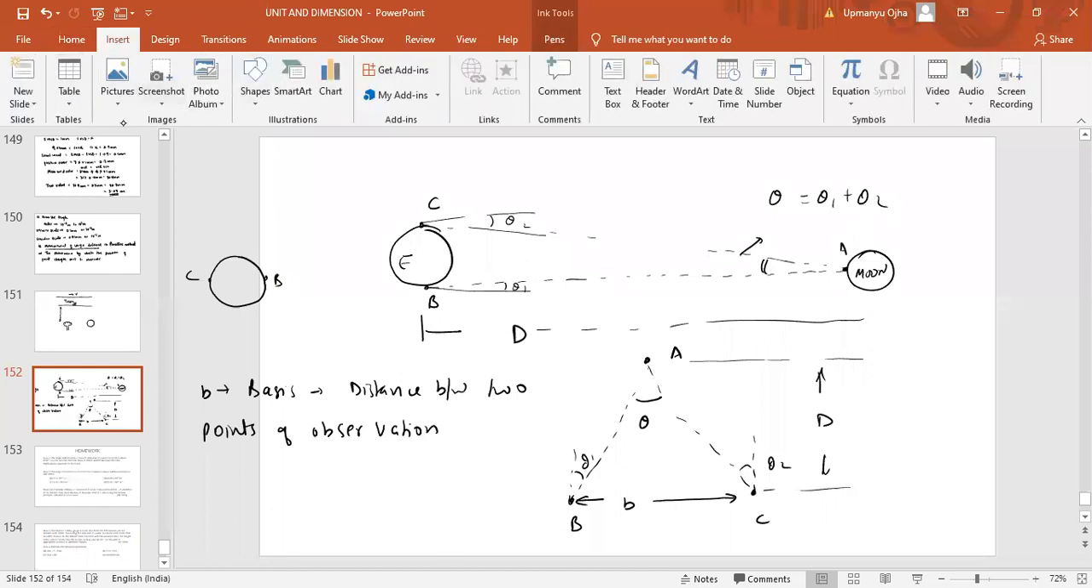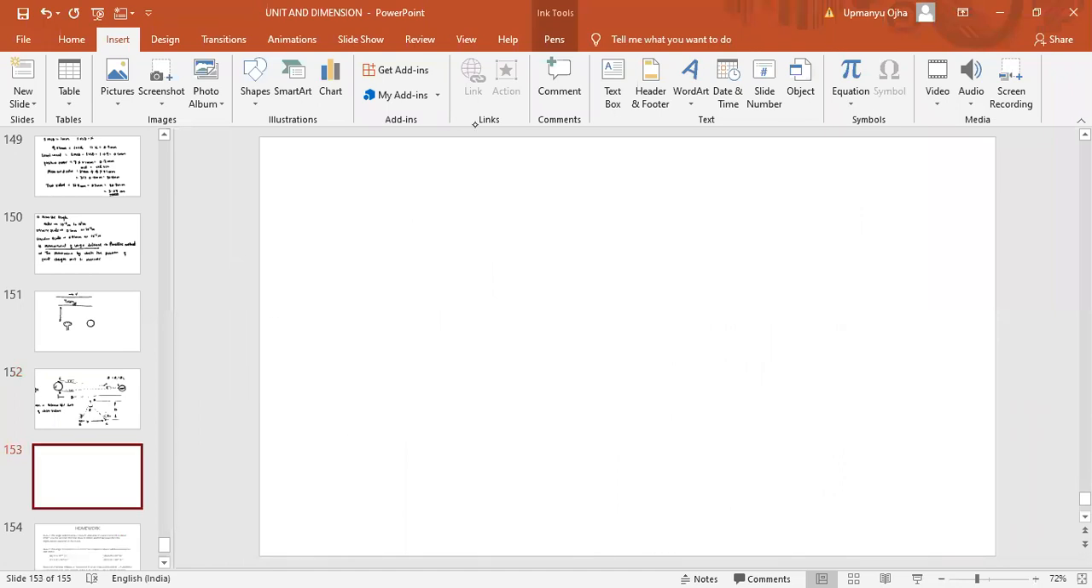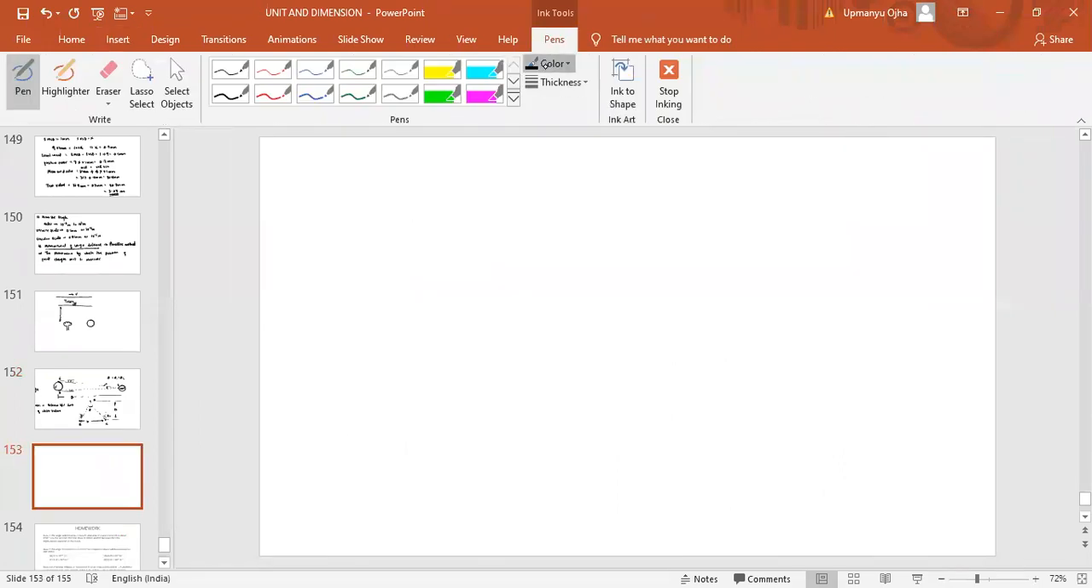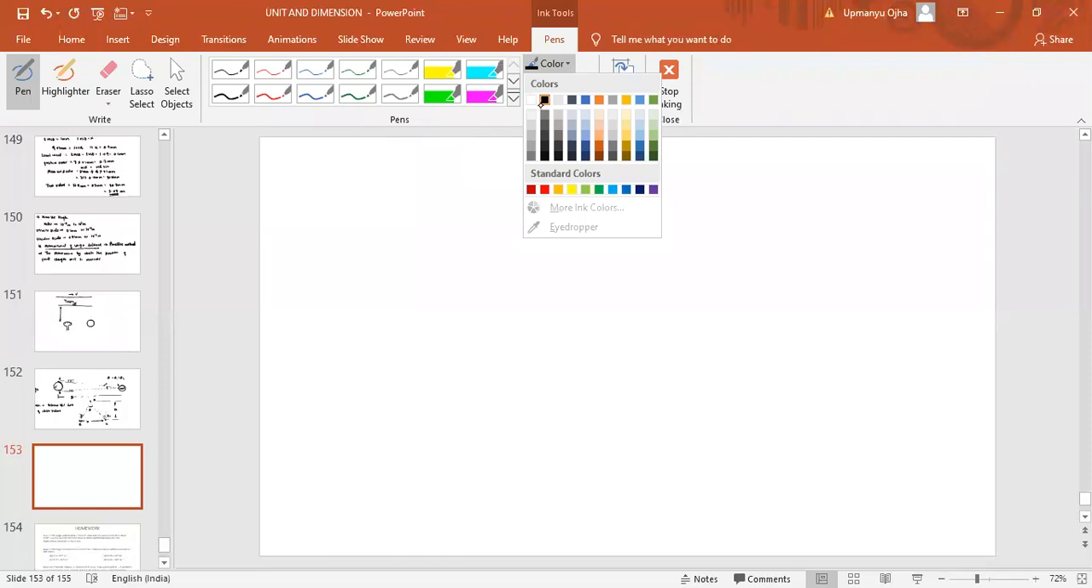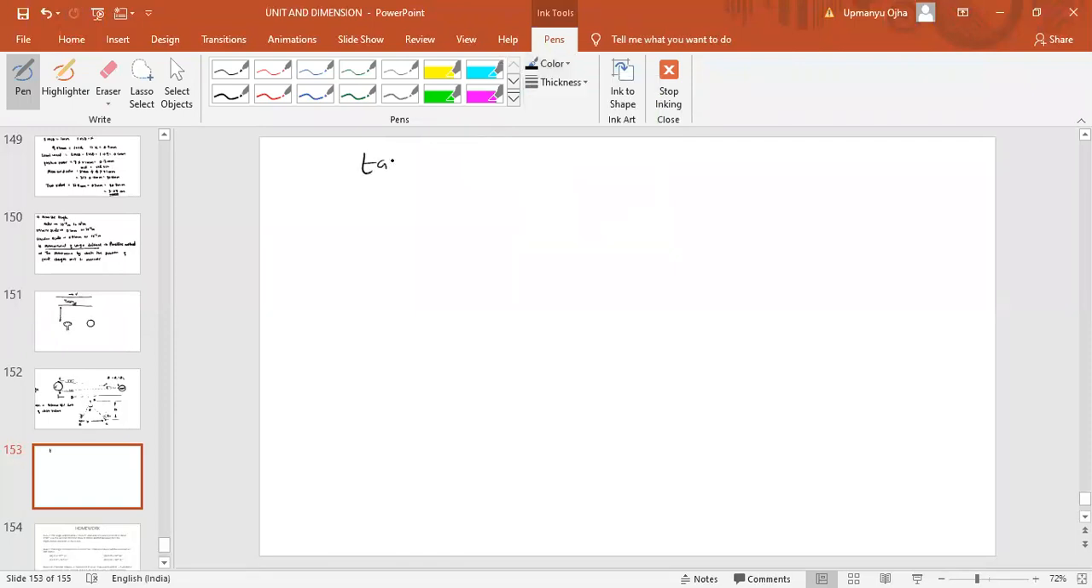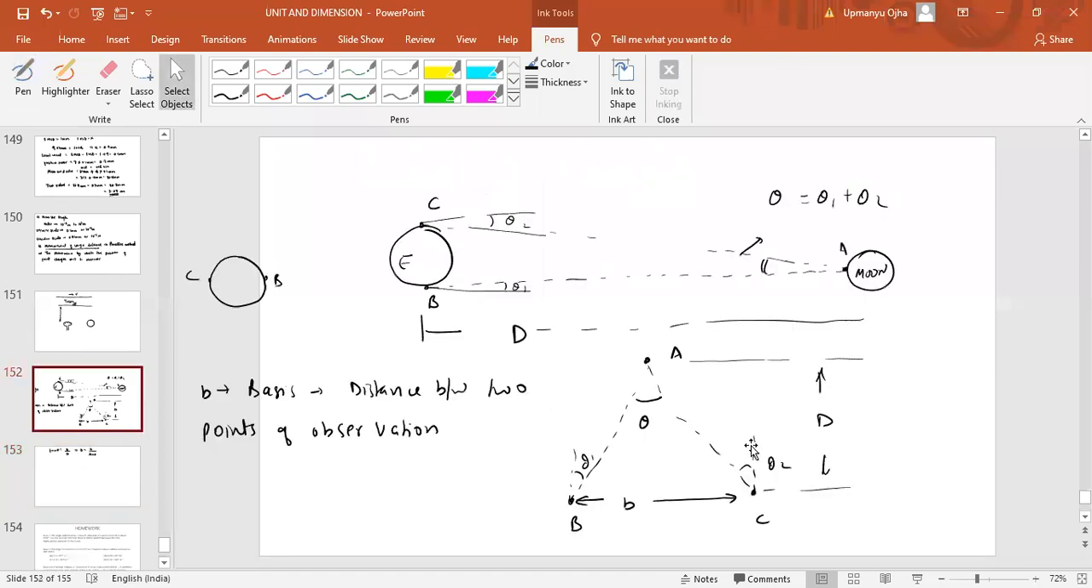Now, if I use tan theta, what is tan theta? If I take this triangle and find the angle, tan theta is perpendicular upon base. So tan theta must be equal to perpendicular, that is b, by base D. D is the distance between the Earth and the Moon. So from here, can we write the distance between the Earth and the Moon is b, which is the basis, divided by tan theta. Now, when we are observing the Moon, we found that this theta was very, very small.